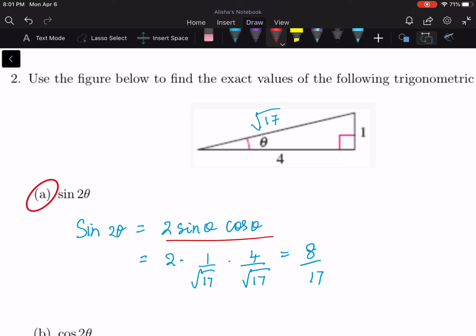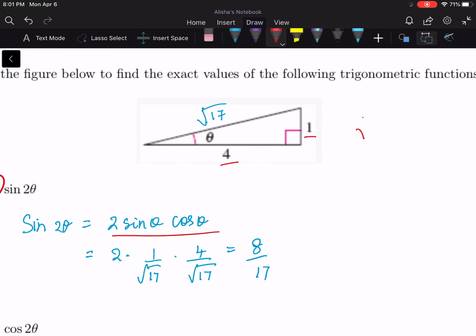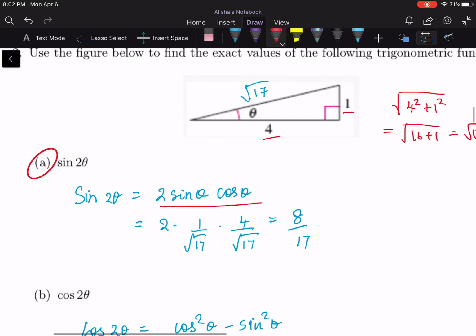exactly compute sine theta, because I have my opposite, I have my adjacent, and I can figure out the hypotenuse by using the Pythagorean identity, that it's going to be 4 squared plus 1 squared, which is 16 plus 1, that's square root 17. All right, so that tells me that sine theta is going to be 1 over square root 17. Cosine theta is going to be 4 over square root 17. And then putting that together, I get 8 over 17. So that's sine 2 theta.